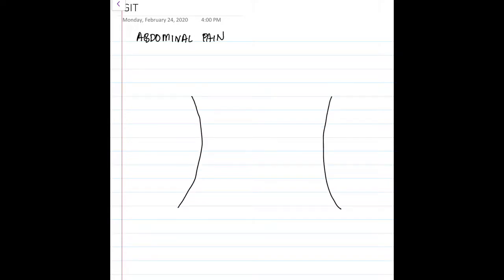Hi there, this is a video on how to remember the differential diagnosis and the pertinent questions to ask for abdominal pain. So let's begin. Abdominal pain. In order to remember this, I have a diagram. The quadrants of the abdomen.